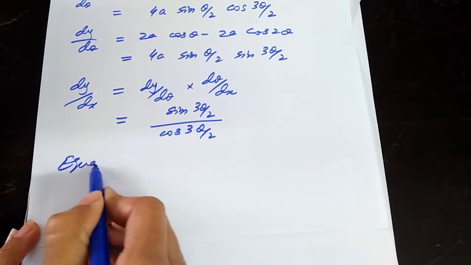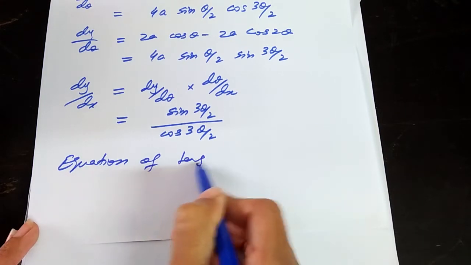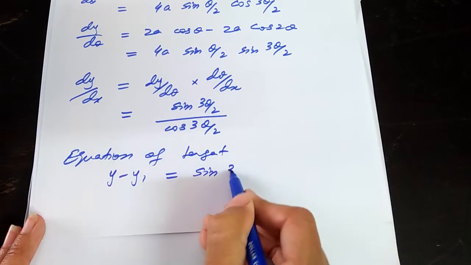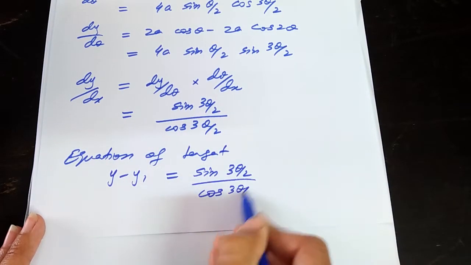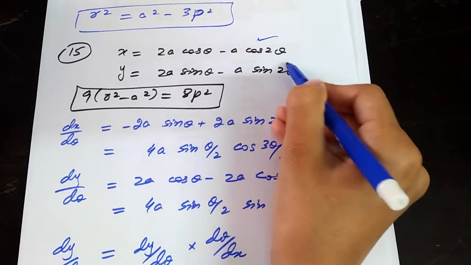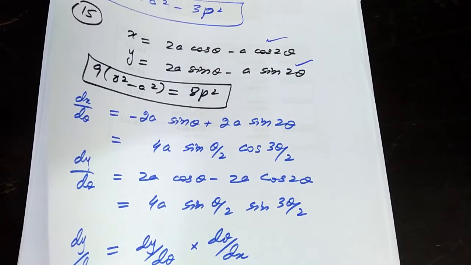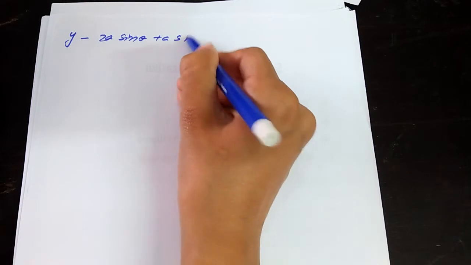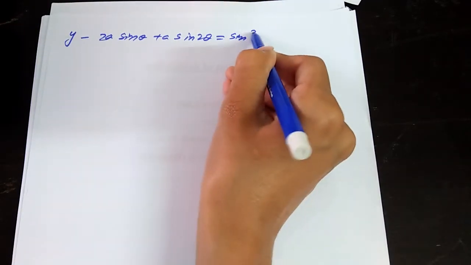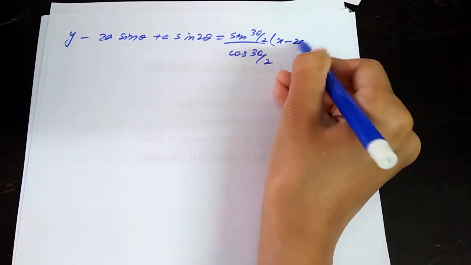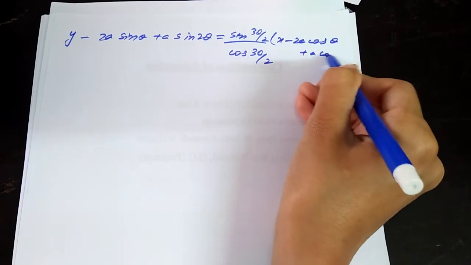Now the equation of tangent will be y minus y1 is equal to slope times x minus x1. Now x1 and y1 are the given points. Put them in and simplify. After putting, I will get y minus 2a sine of theta plus a sine 2 theta is equal to sine 3 theta by 2 over cos 3 theta by 2 into x minus 2a cos of theta plus a cos of 2 theta.